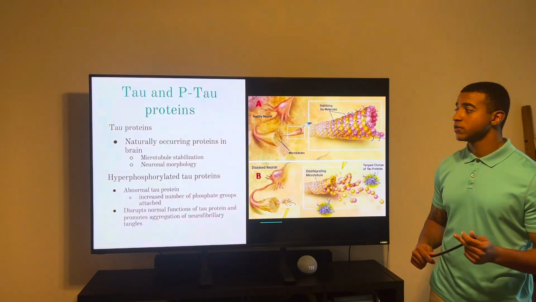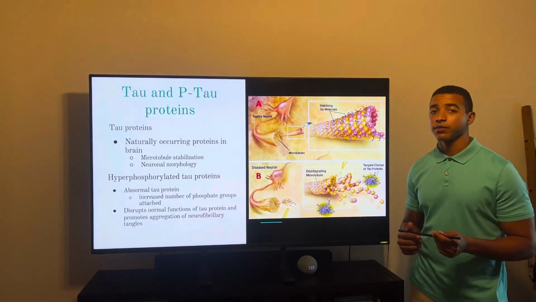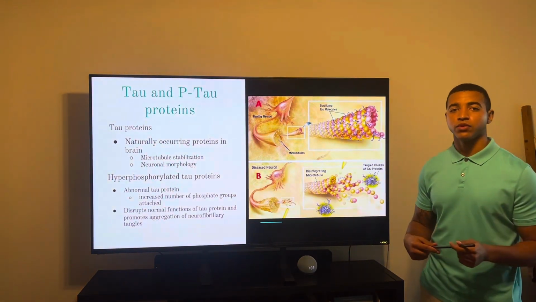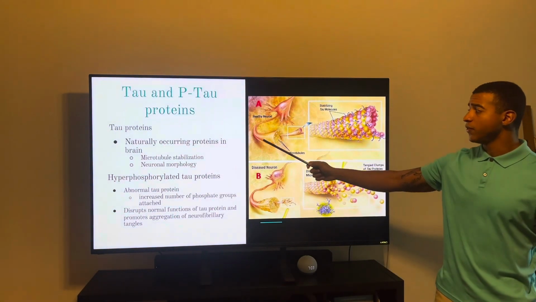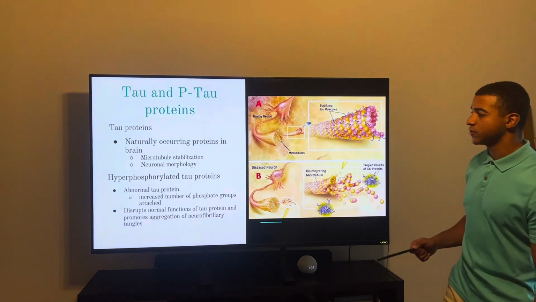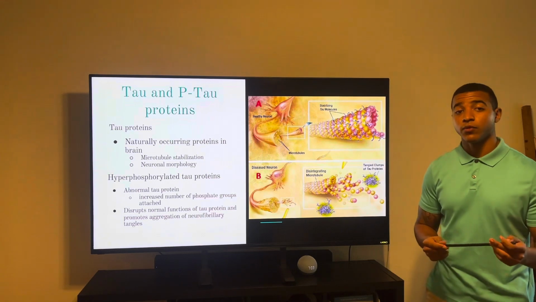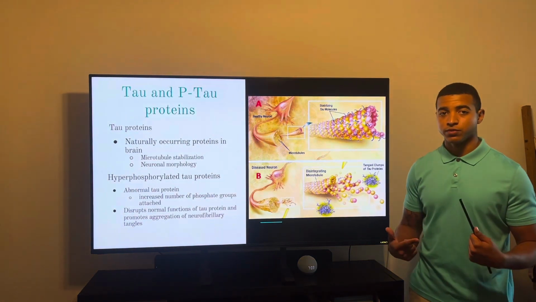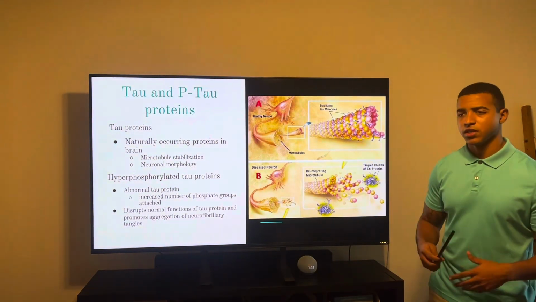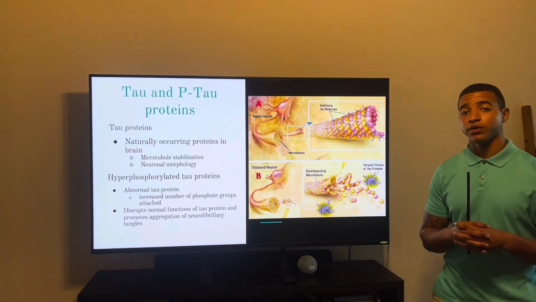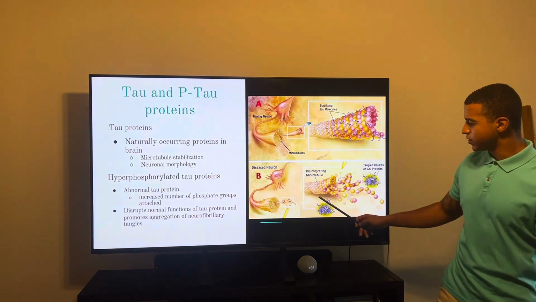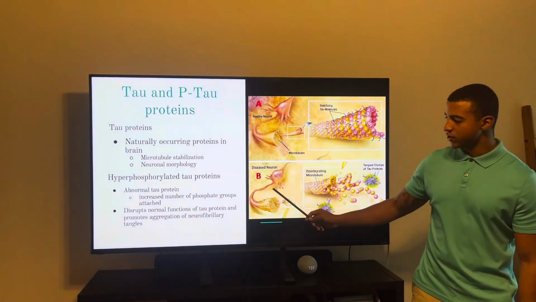Tau and p-tau proteins. Tau proteins are just naturally occurring proteins in the brain. They keep the neurons stable with the microtubule stabilization, and they have to do with neuromorphology. As seen in this image, a healthy neuron has good microtubules from the tau molecules having good stabilization. Hyperphosphorylated tau proteins are abnormal tau proteins with extra phosphate groups attached to them, and they don't function normally. They have disruption of function. They have bad stabilization, and then they can aggregate together to become neurofibrillary tangles, or NFTs, as said before. So basically, the destabilization and the NFT forming causes you to have a diseased neuron.